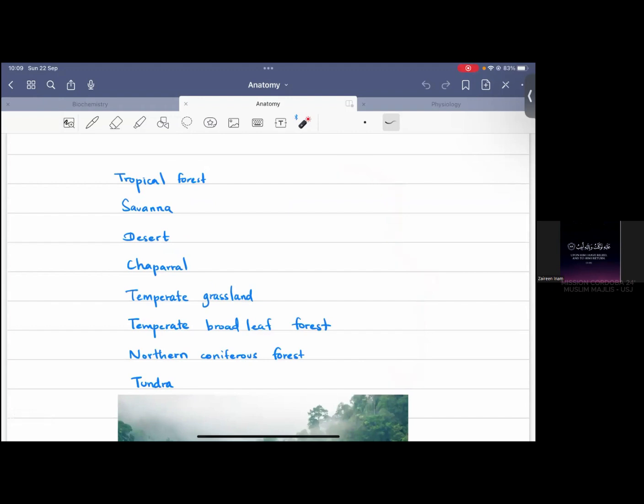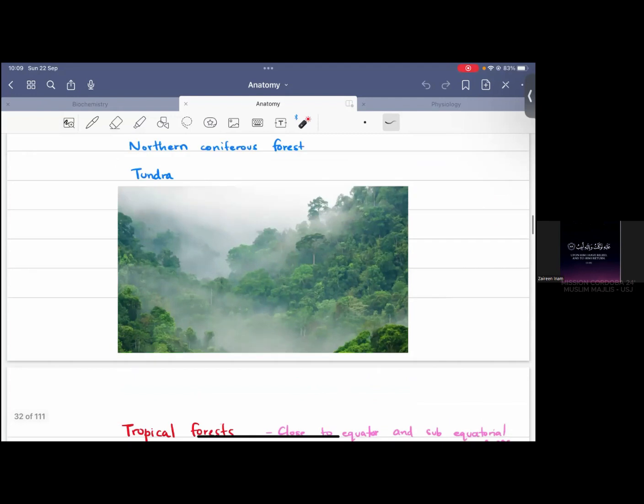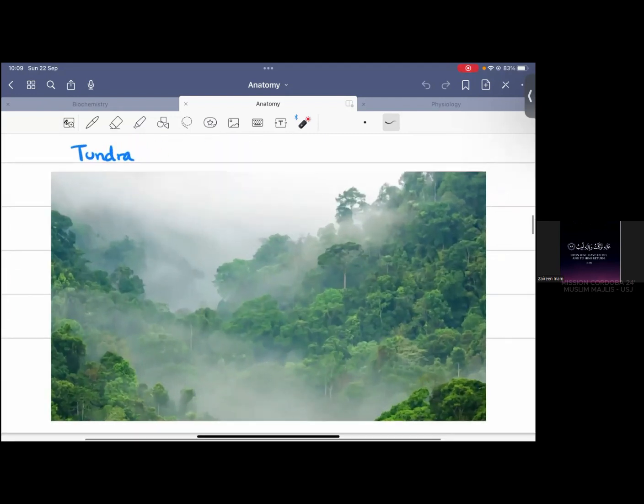They can ask you to give some examples of biomes you know. Then you can write tropical forest, savanna, desert, chaparral, temperate grassland, temperate broadleaf forest, northern coniferous forest, and tundra. That is the easiest question they can ask: what are the biomes you know? Now we are going to learn about each and every biome.